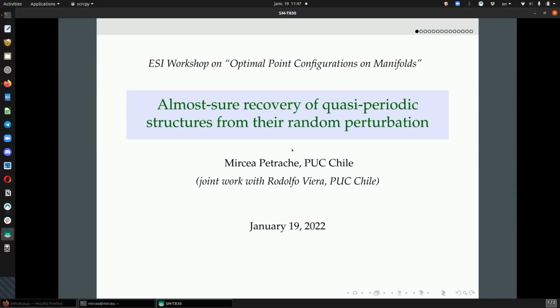So this work is in collaboration with a postdoc that I'm working with at the Universidad Católica de Chile, where I am. Now I'm actually not there, but that's my affiliation.